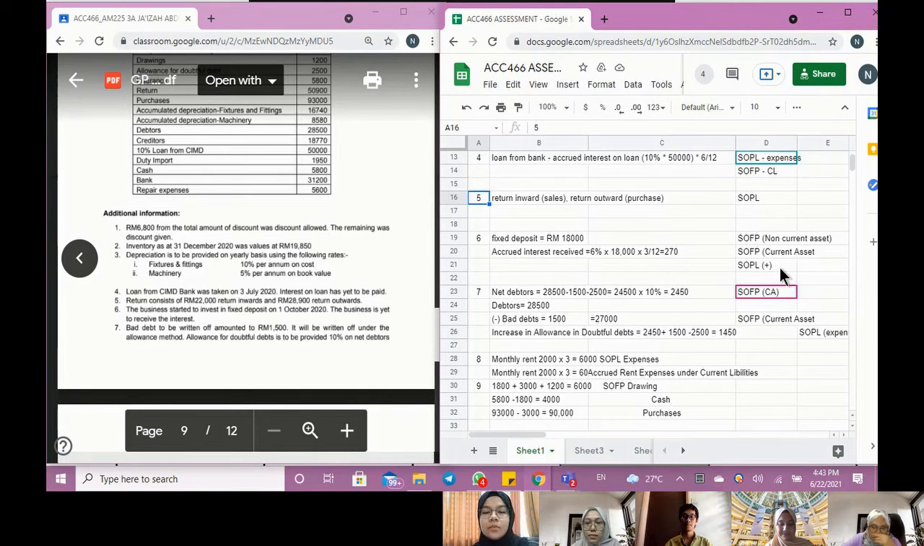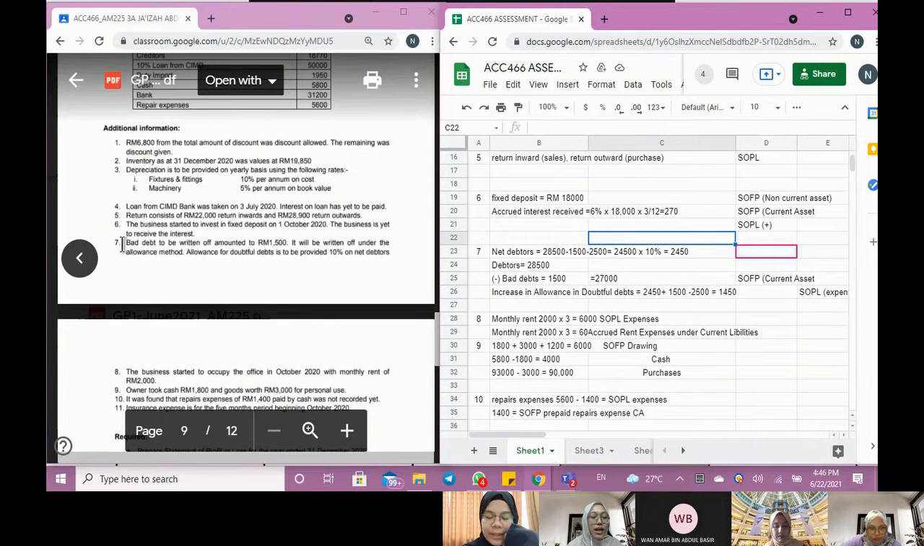So for the interest received, since it is 18,000, we will need to times it with 6%, and also times with 3/12, since the amount that we have not yet received is from October until December, which is 3 months.